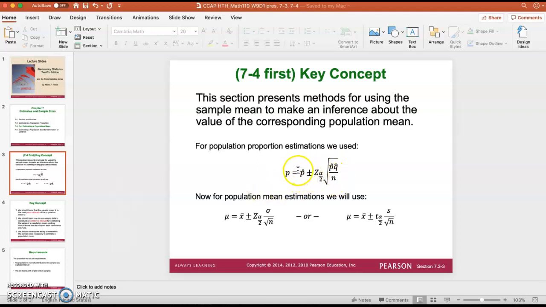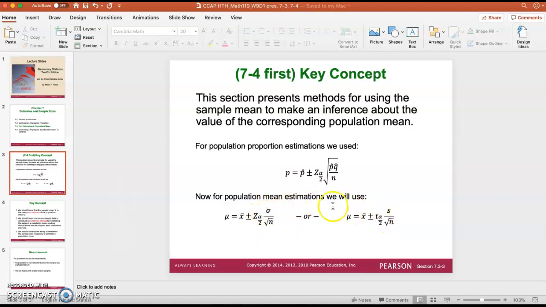So that format of having some sort of sample statistic plus or minus a critical value times a standard error, that's still the same for when we use confidence intervals to estimate a population mean. And now the difference is that with the population mean confidence intervals, we're starting with that sample mean plus or minus some critical value times the standard error.